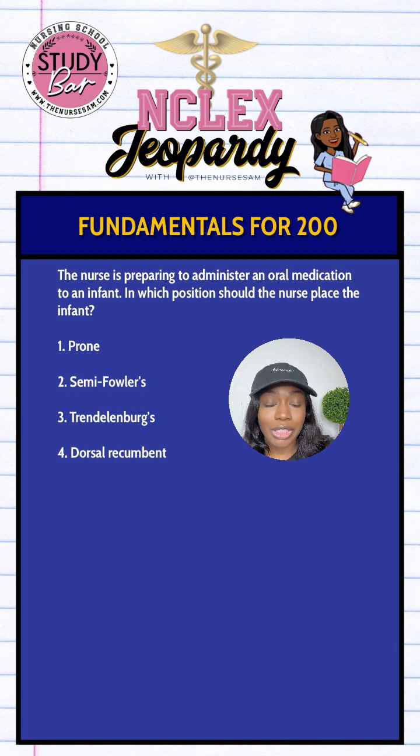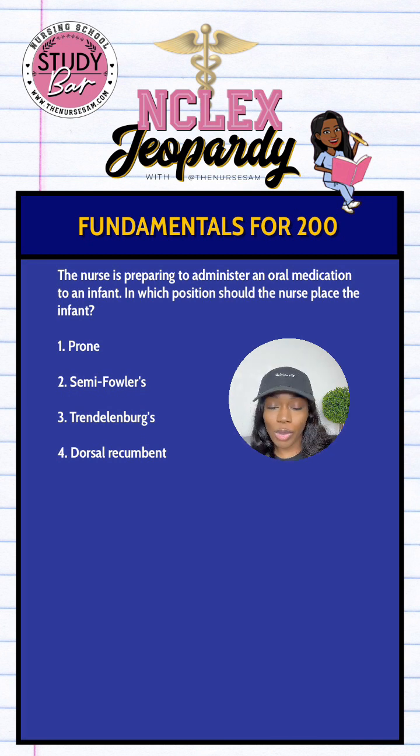Again, you don't have to wait for me to read the full question. Read it all the way through, answer to the best of your ability, say what is if you want the points. All right? The nurse is preparing to administer an oral medication to an infant. In which position should the nurse place the infant? Is it 1, prone, 2, semi-Fowlers, 3, Trendelenburgs, or 4, dorsal recumbent?